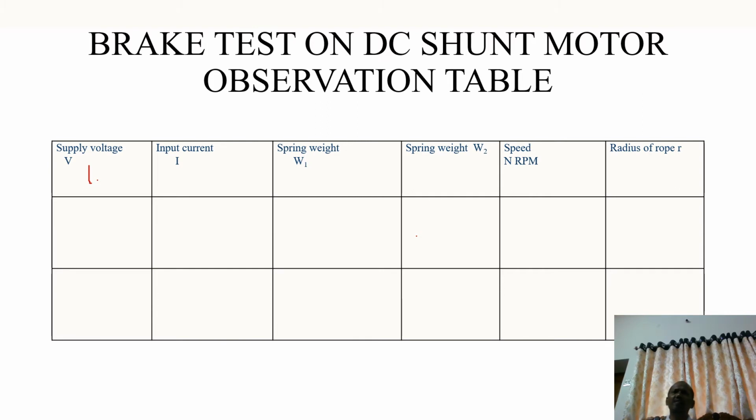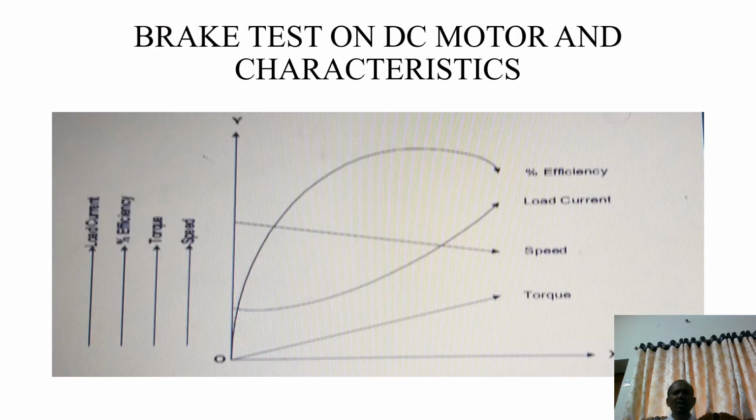You can calculate the efficiency of the motor by using the fundamental equations I showed in the previous slide. You can use all those equations to calculate and draw the performance characteristics of the brake test on the DC motor. Here, we are observing the characteristics and performance when conducting the brake test on a DC shunt motor.